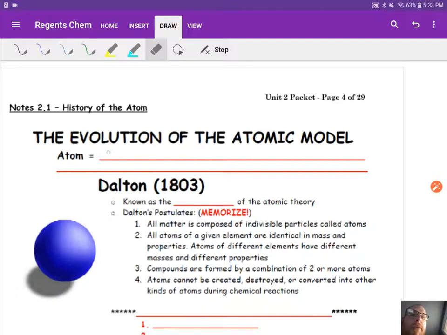The atom, there's kind of three main points that we want to remember with the atom. The first is that it's the basic building block of matter. Number two is it cannot be broken down any further. And number three is that it's a single unit of an element.